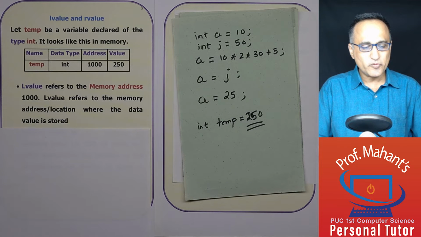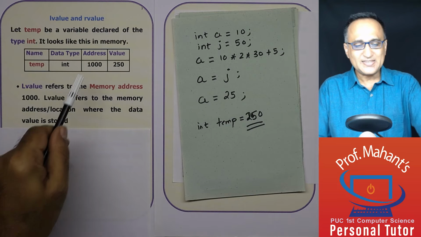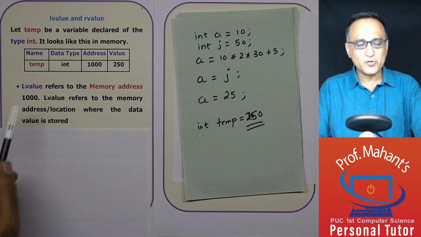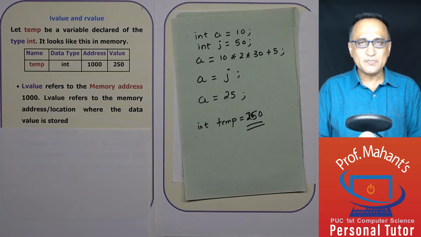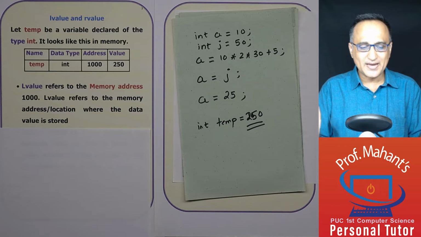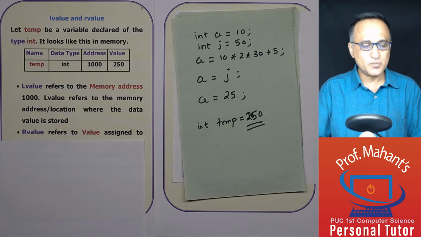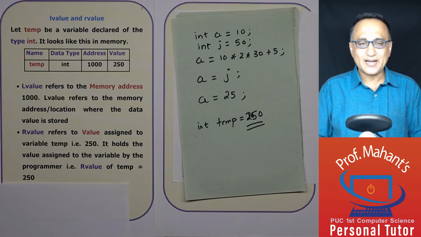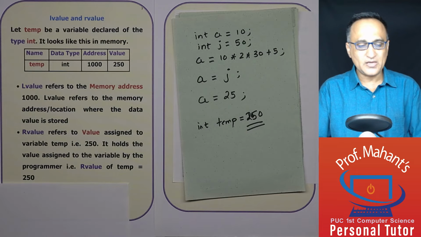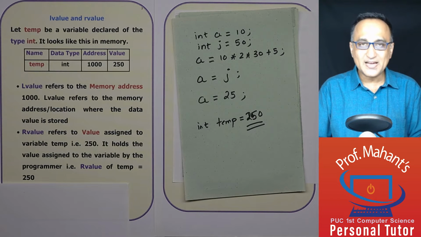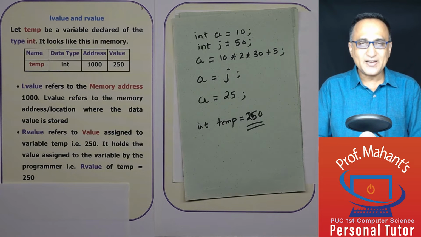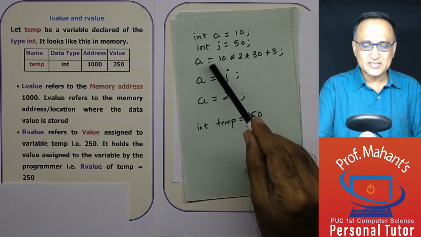So let's understand what we mean by L value first. This address refers to the L value. So in this case, L value is 1000. L value simply means a memory location or an address where the data value is going to be stored. Now, what is R value? R value refers to this number 250, which is the value that is going to be assigned to this memory location 1000.